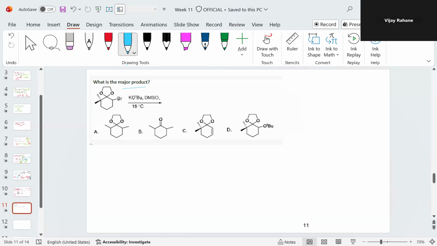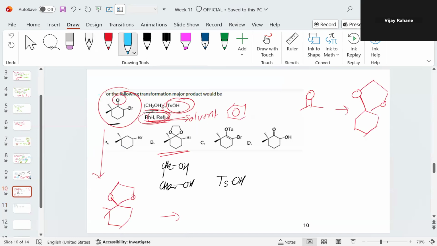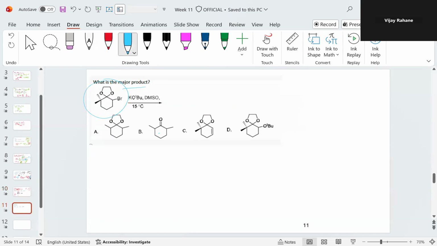The next question is much more similar. So we have this product. I think this is the product of the last reaction. Yeah, so this is our starting material now. And if you react this with potassium tert-butoxide, so basically this tert-butyl O minus and K plus, this is our nucleophile in DMSO solvent. So this is negatively charged, so it can basically attack this bromine to substitute it.